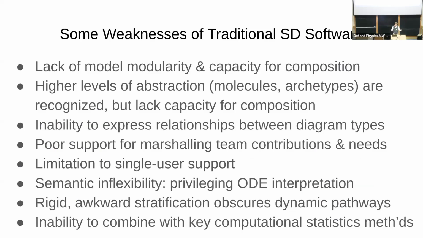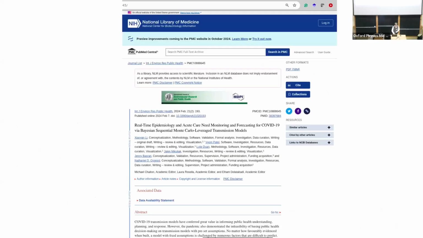Despite the team-based nature of good modeling projects, there's a strange adherence to single user support only in modeling packages. The diverse parties within a modeling project need very different outputs from models to make sense of it. But there's really one size fits all imposed in terms of model outputs. And there's an inability to effectively stratify; it's very awkward and rigid, and to combine with computational statistics methods.